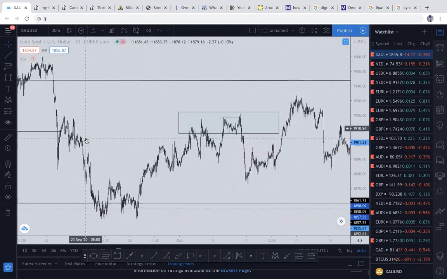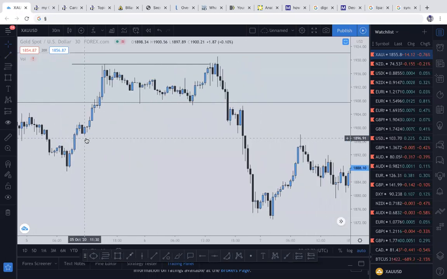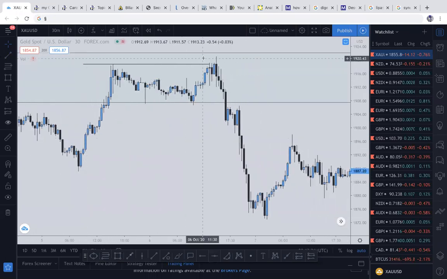Oh yeah. Look at that. We swept liquidity, and since then, price just dived down. Look at the time that happened. Look at this time, 3:30. Look at the time that this happened.